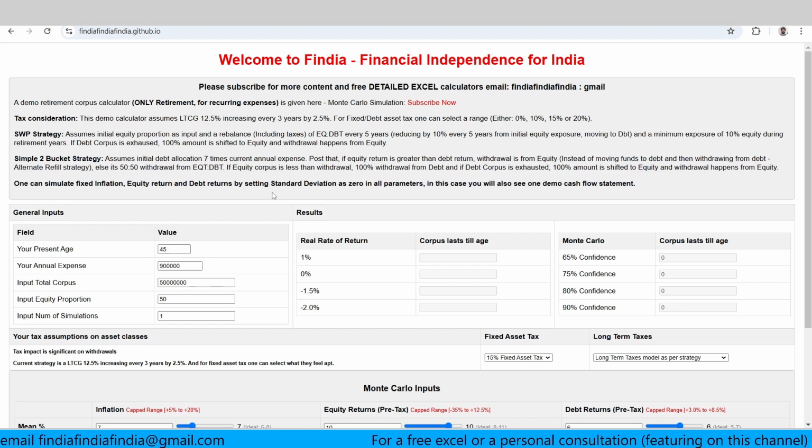So earlier whatever calculators we have shared was only the SWP strategy. So for the SWP strategy, what we were using, and this is very very important, please listen carefully to what I'm saying.